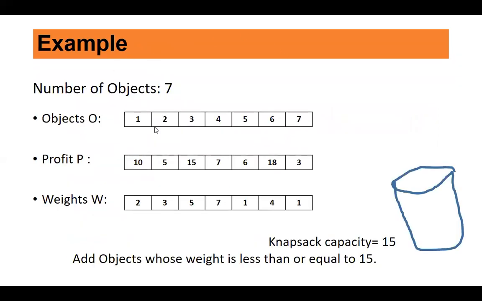Right? So now what you have is 7 objects, 1 to 7 given, right? And each object has a profit associated with it, and each object also has a weight associated with it. You have 7 objects with the profit and with the weight, right? And now you need a sack in which you will be putting the items, right?